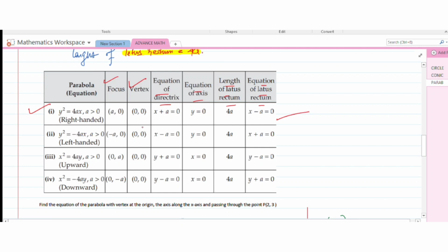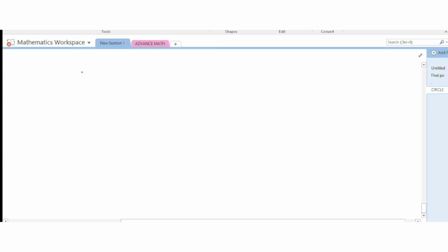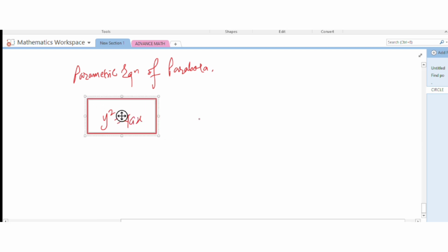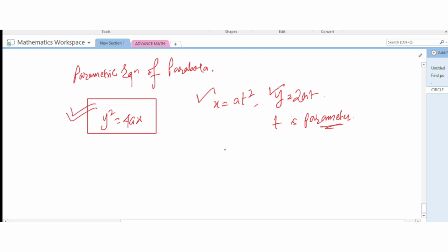So with regard to this, we can define the parabola. Now next, one more important thing is there, that is called the parametric equation of the parabola. The general equation we always take is y square equals 4ax. With regard to this, we define the parametric equation: x equals at square and y equals 2at, where t is the parameter. Now if I eliminate t from these two, we'll get this equation. How can we see this? From this we can get t equals y by 2a, right? And from this we can say that t square equals x by a.